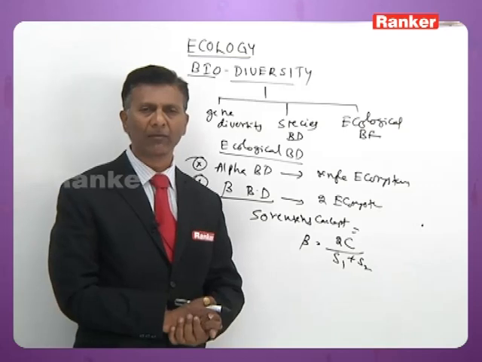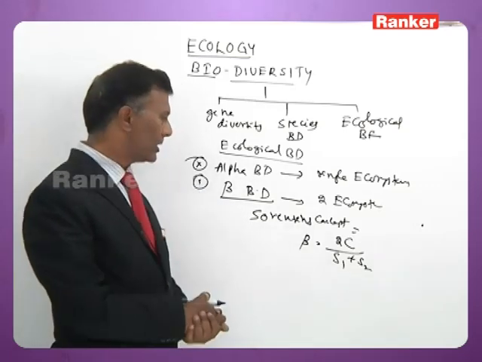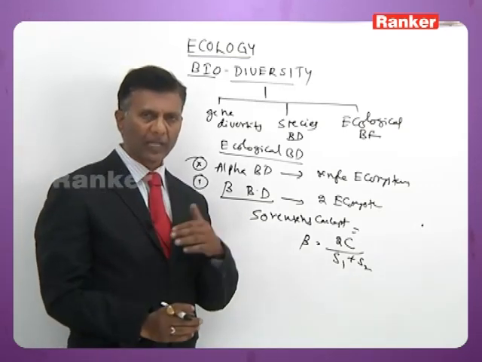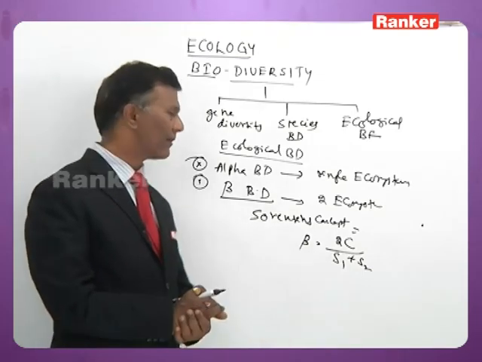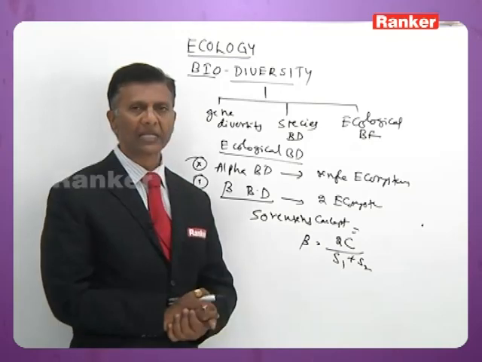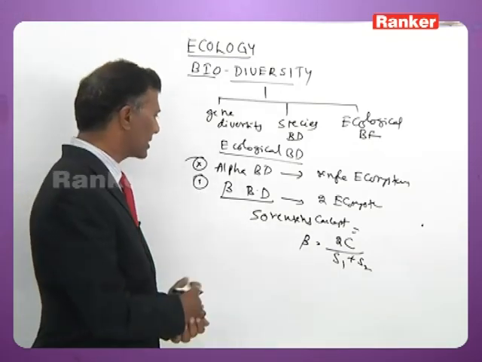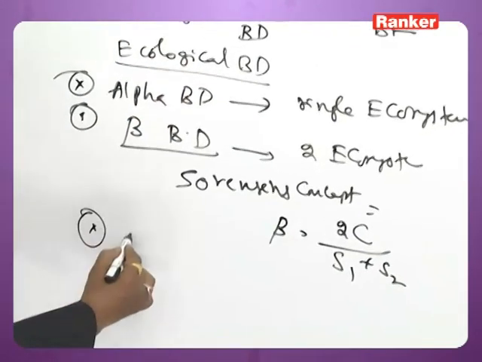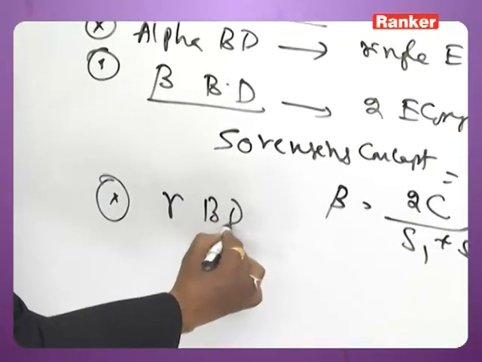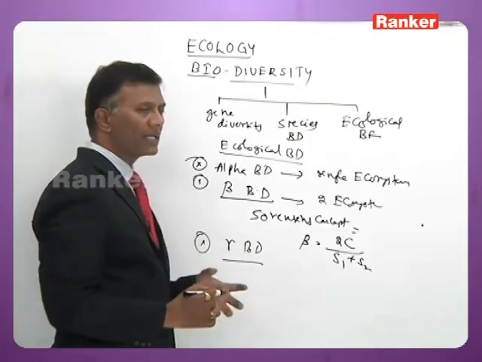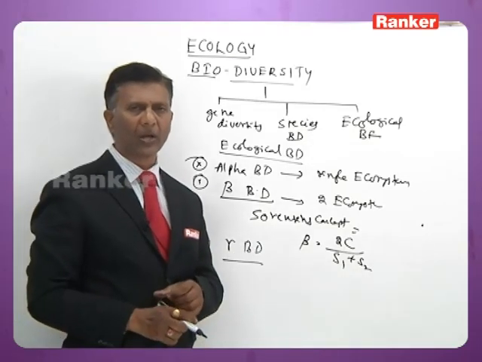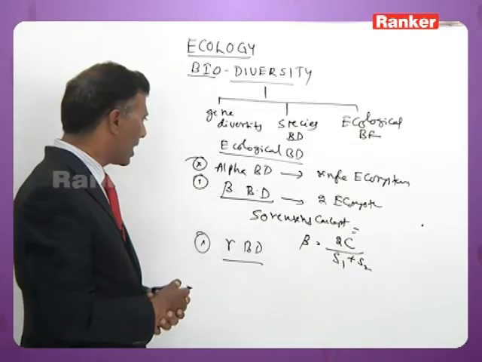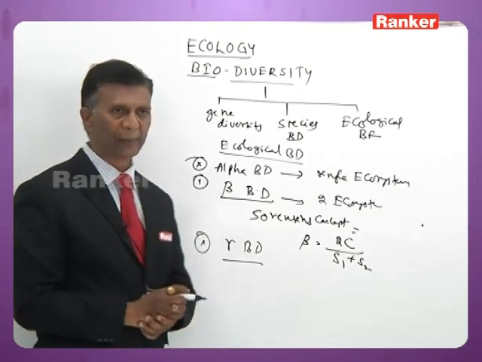S1 is the organisms of an ecosystem, S2 is the organisms of the ecosystem which is nearer to the first one or in the vicinity of the first one, and 2C is the organisms that are common to both ecosystems. The next is gamma diversity, gamma biodiversity. It is the diversity of organisms of several ecosystems which are existing over a large geographical area. That is called gamma biodiversity.